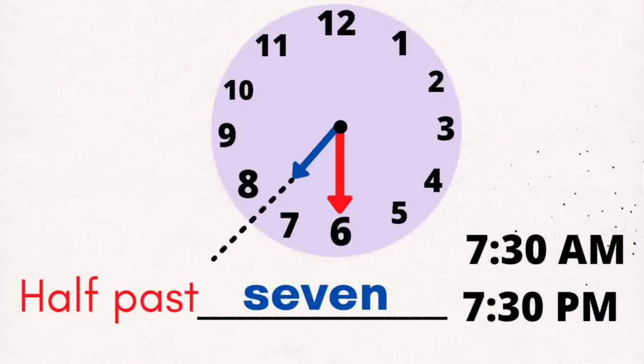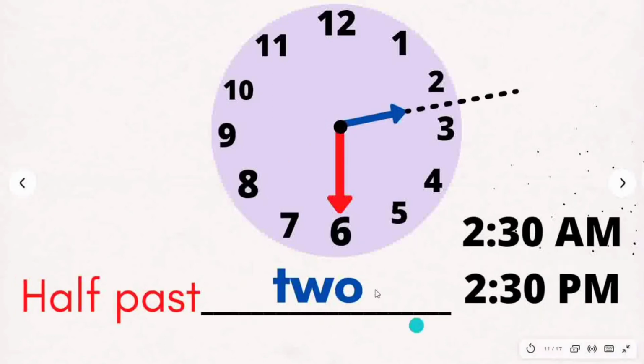Okay, next, 2:30. Why again 2:30? Because the long hand is showing to number 6. Why 2? Look at the short hand. The short hand is showing in the middle between number 2 and number 3. Please remember, listen. Only look at the number before the arrow.